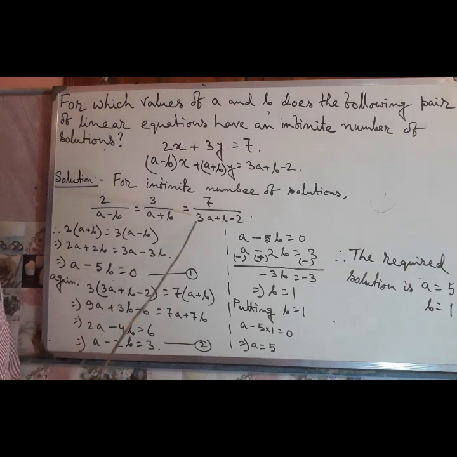Again taking these two, that is 3 by (a plus b) is equal to 7 by (3a plus b minus 2). Then by cross multiplication we will get the equation a minus 2b is equal to 3. Now taking these two equations by elimination we can get the value of b is equal to 1. After putting the value of b is equal to 1 in equation 1, we will get a is equal to 5. So the required solution is a is equal to 5 and b is equal to 1.